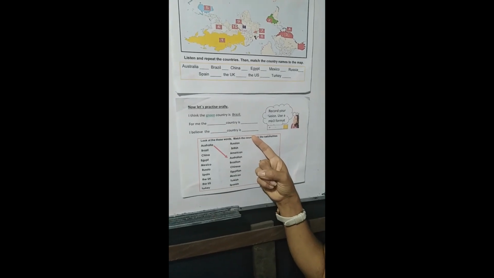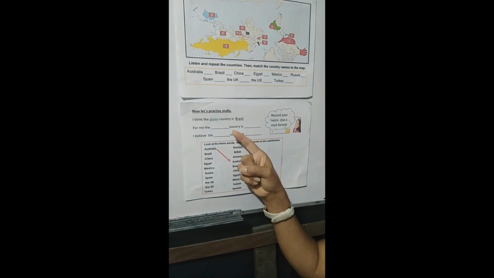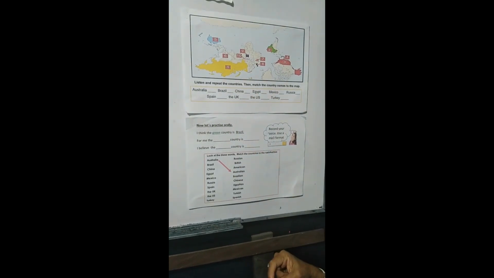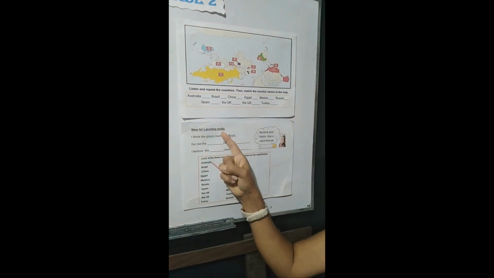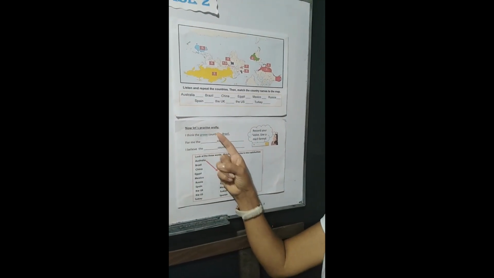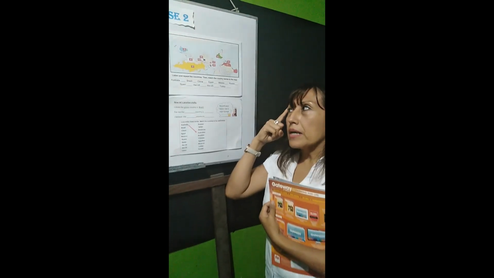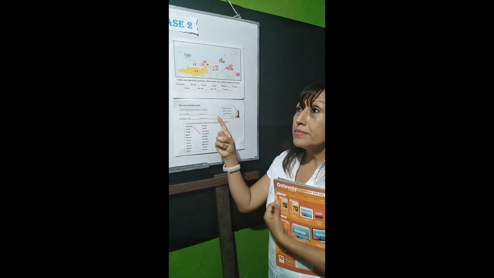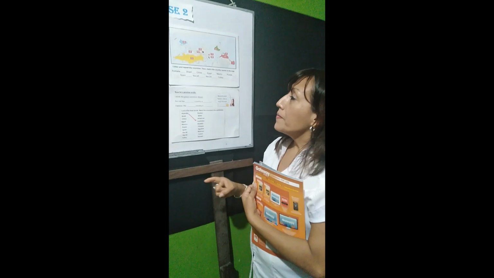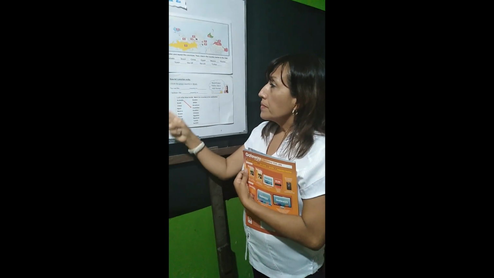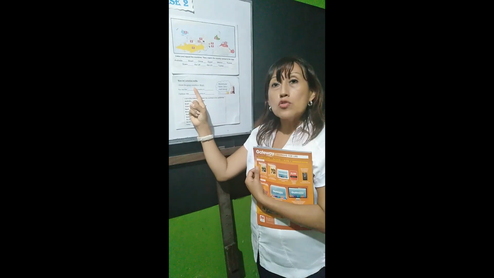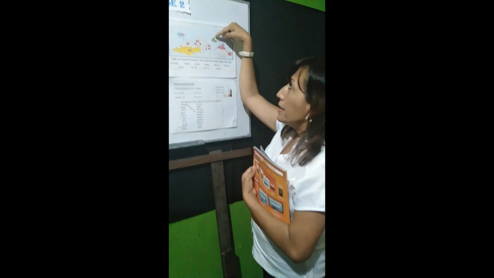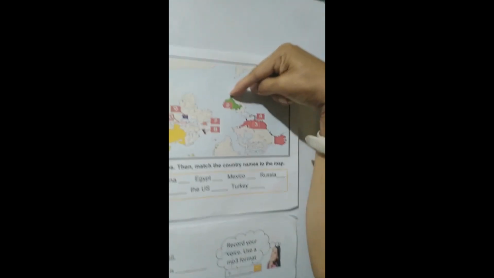Correct? So this activity now is about the colors in the map and the country names. Let's practice orally. Now, think about the colors and the countries. Can you identify them by using colors? Look at the prompts. I think the green country is Brazil. Look at the map. Here we have a green country.